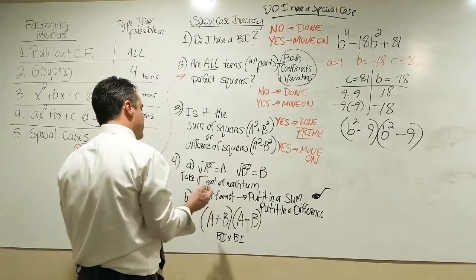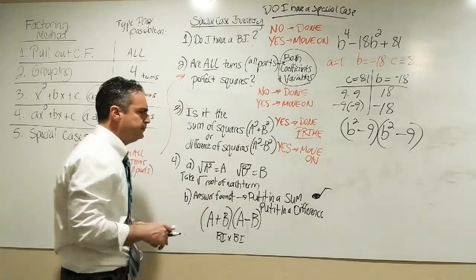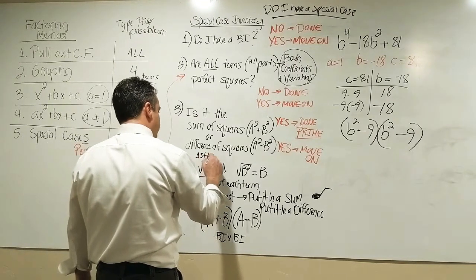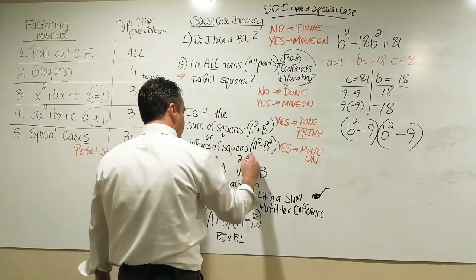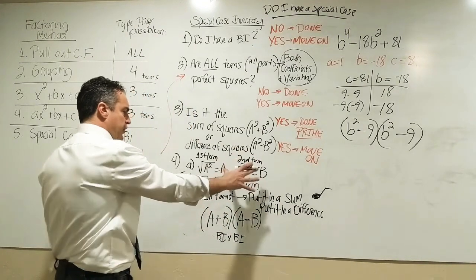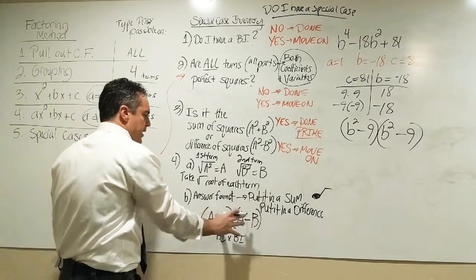So basically, I'm going to rewrite this for you, okay? We're going to take the square root of the first term, and we're going to take the square root of the second term, okay? And we're going to get an answer. And we're going to put those answers into a sum and into a difference.